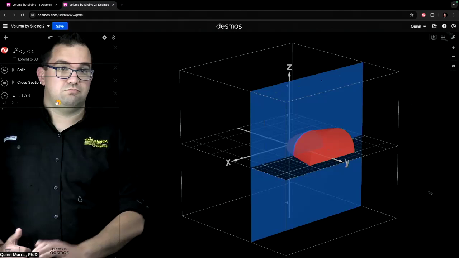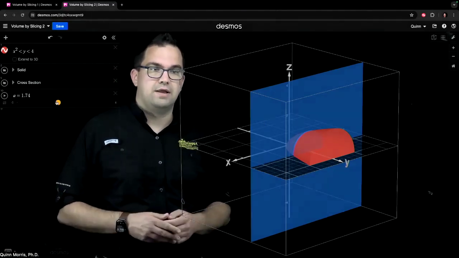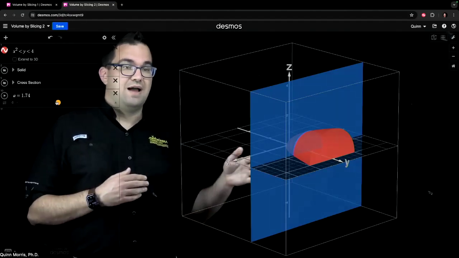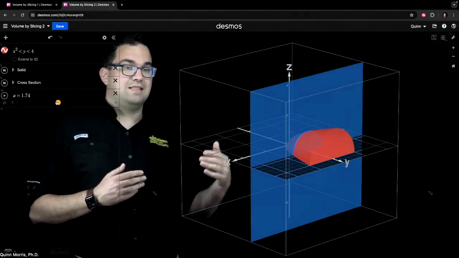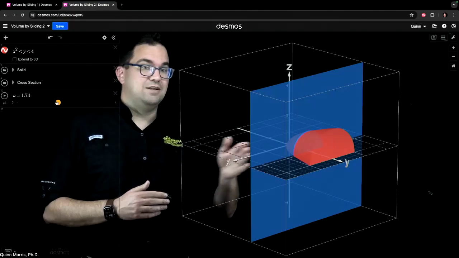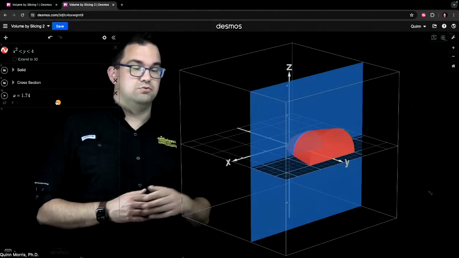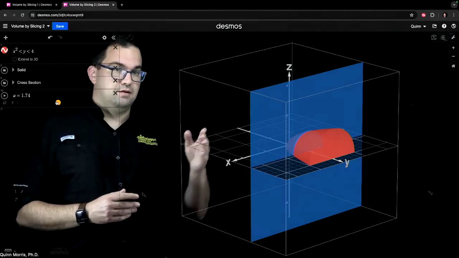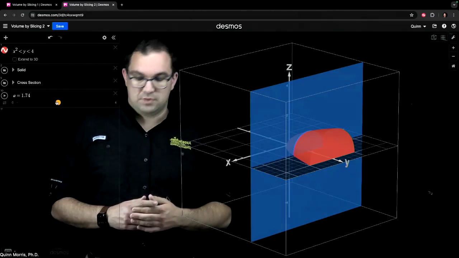Now, semicircles are nice shapes. I know how to find the area of half of a circle, right? So because I can find the area of any one of these cross sections, I can find the volume of this entire solid simply by integrating across all the relevant y values, integrating the cross-sectional areas to get the total volume.